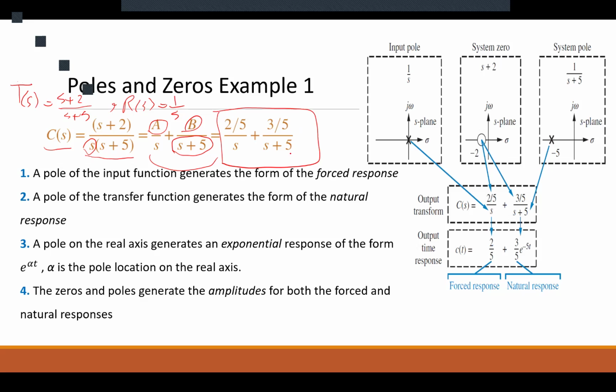Now, look at the denominator. What are the zeros of the denominator?